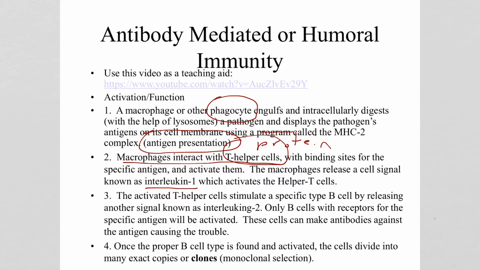And again, they're going to release a signal called interleukin-2. Only B cells with receptors for this specific antigen are activated. And they're going to make antibodies that are very specific to this antigen. Once the proper B cell type is found and it becomes active, that particular B cell type is cloned. It makes lots of copies of itself. It goes through what's called monoclonal selection.